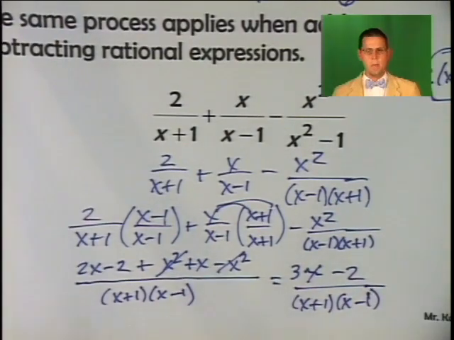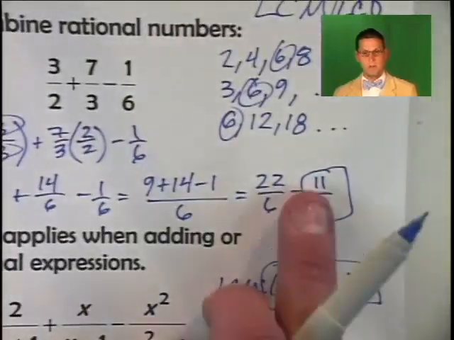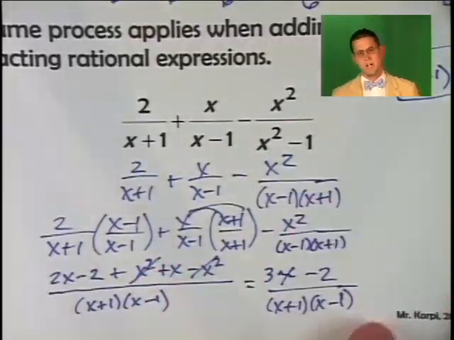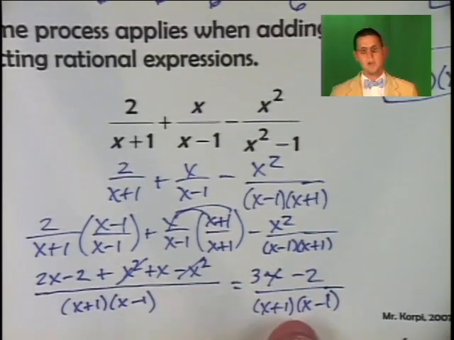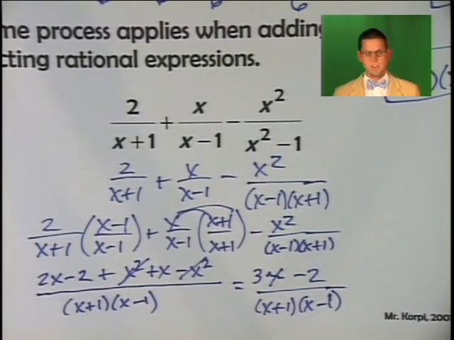Now, there's no common factors that can divide out, so we can't simplify anymore in this problem like we could up here with 22 sixes. But depending on what your teacher wants, you can leave it in this factored form, or you can actually expand out the bottom to get x squared minus 1 again, and either form would be correct. Again, it's just depending on what your teacher likes. I'm going to go ahead and leave mine in expanded form.